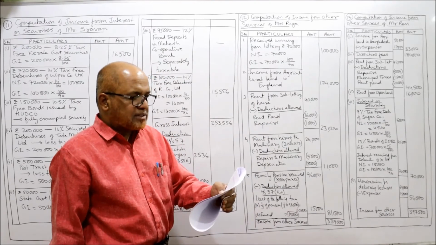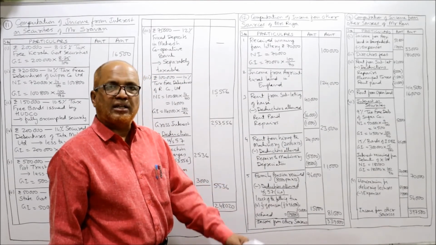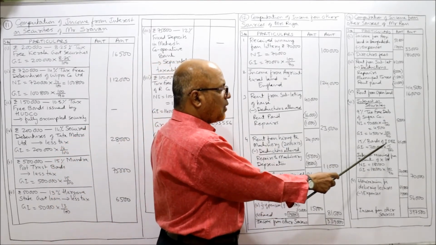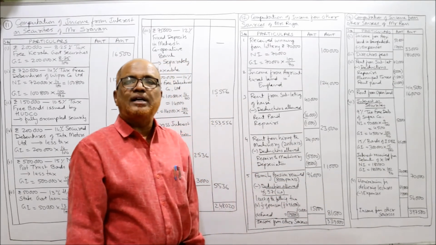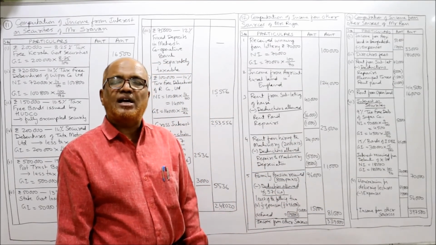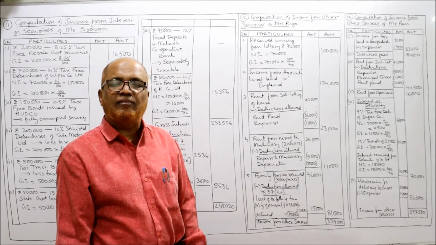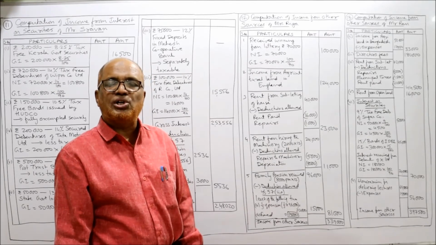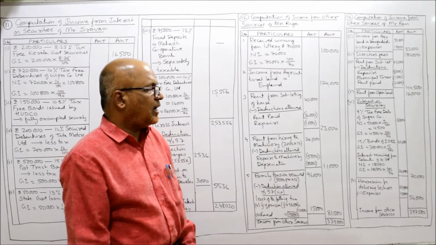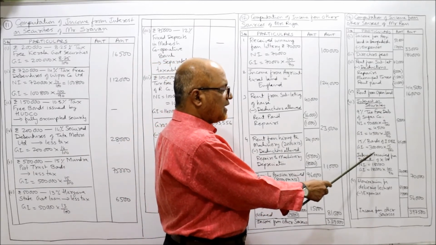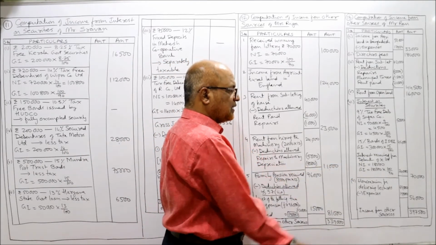Secondly, 15% bonds of IDBI, 3 lakh. So it is a less tax security, since nothing is given, so we assume it as less tax. So directly one step. GI, gross interest is equal to face value into rate by 100. Face value 3 lakh into 15 by 100, 45,000.